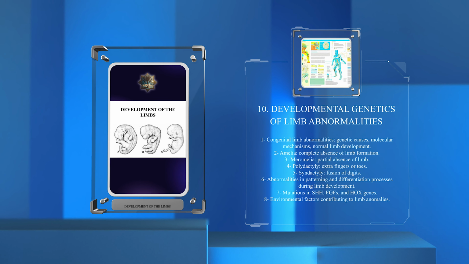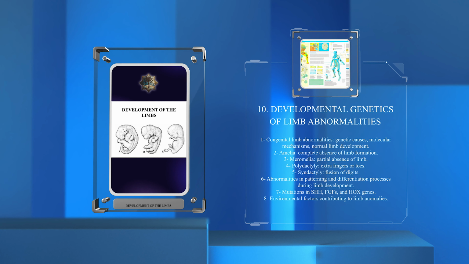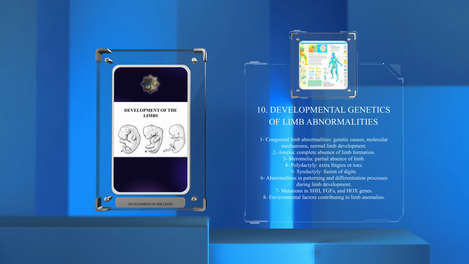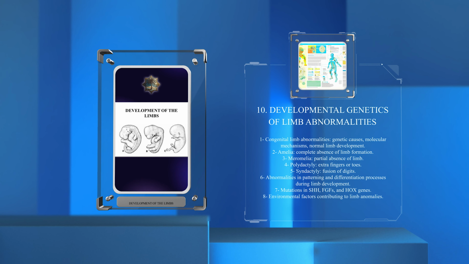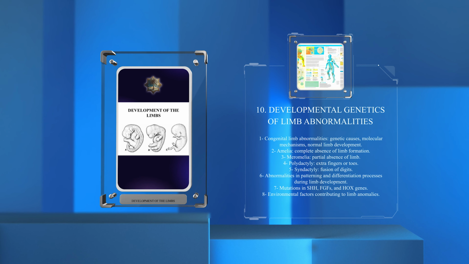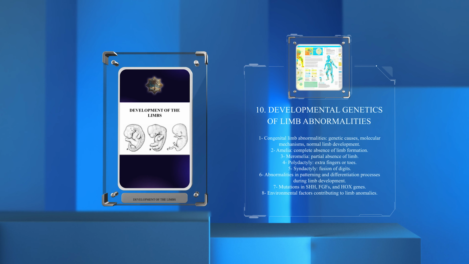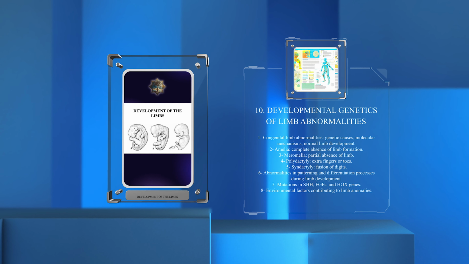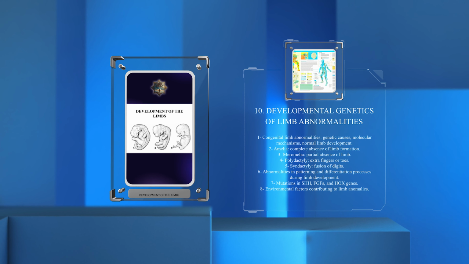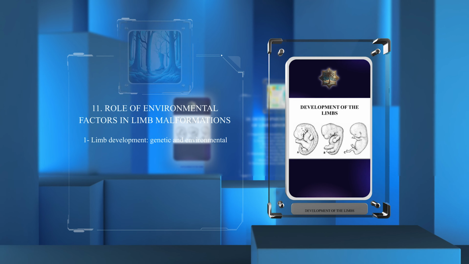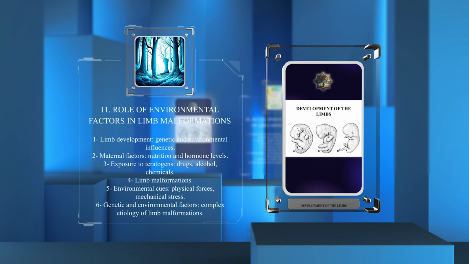Conditions, such as amelia, complete absence of limb formation, meromelia, partial absence of limb, polydactyly, extra fingers or toes, and syndactyly, fusion of digits, result from abnormalities in the patterning and differentiation processes during limb development. Mutations in various genes involved in limb development, including SHH, FGFs, and HOX genes, as well as environmental factors, can contribute to these anomalies. Limb development is a delicate balance between genetic and environmental influences.